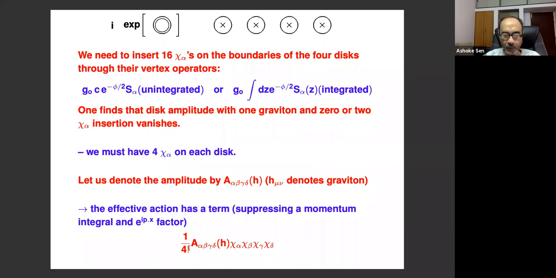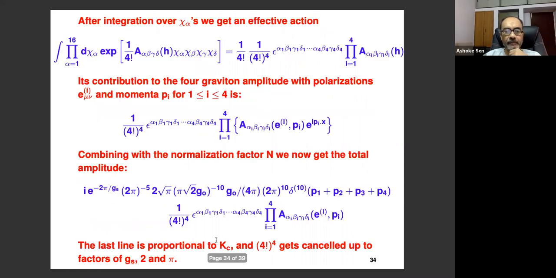Okay, 1/4 factorial, because this is the amplitude, right? So the action will contain something like this. And now the idea is that you have to integrate out the chi alpha modes altogether. So we'll take the exponential of this and then integrate out the chi alphas. This is what I've done. So you have the integral over the chi alphas and then the exponential. I think there should have been a minus sign here, doesn't matter. We have an exponential of this.